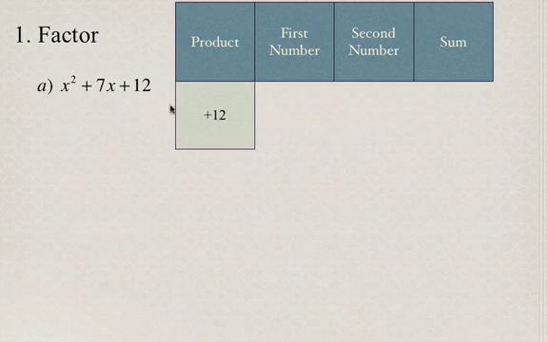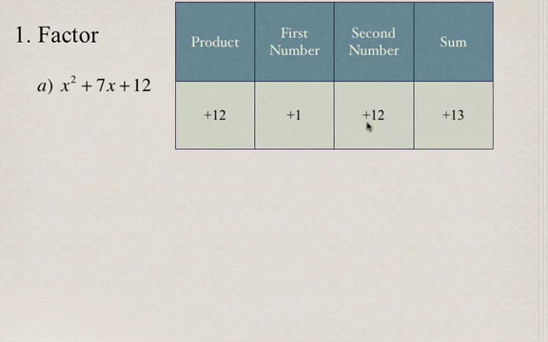Our product has to be 12, because that's the last term in our trinomial. Now we're going to start with factors of 12, and the first number we're going to look at is 1, because 1 times 12 is equal to 12. So we'll start with 1 in most cases, unless it's obviously not a possible solution. But 1 plus 12 is equal to 13. So 1 and 12 can't be the two numbers that we're looking for, because remember, we need two numbers that have a product of 12, multiply to be 12, and add up to be 7, or have a sum of 7.